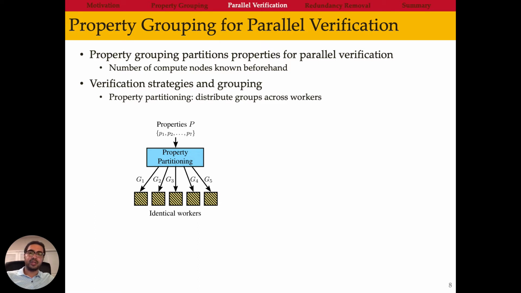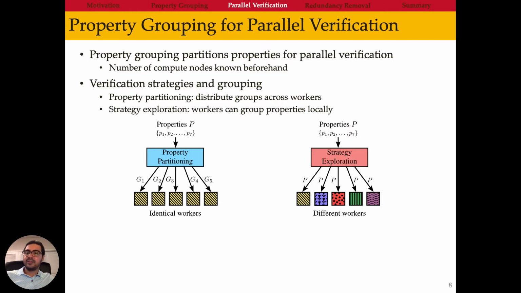There is property partitioning, in which given a set of properties, the property partitioning manager distributes the property groups across identical workers running the same verification algorithm. Then there is strategy exploration, in which given a set of properties, the strategy exploration manager distributes all the properties together across different workers, each running a different version, strategy, or algorithm.